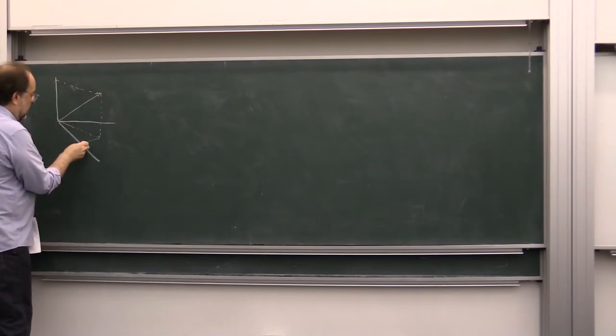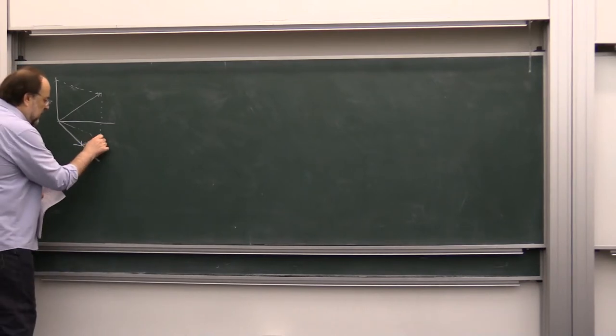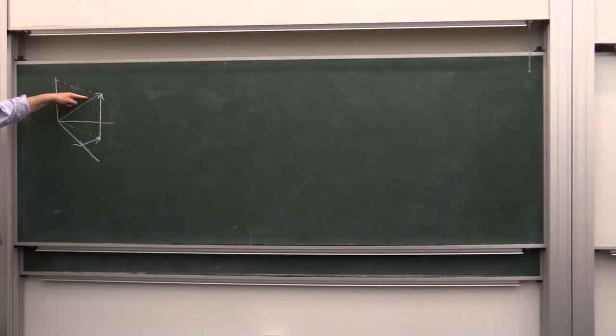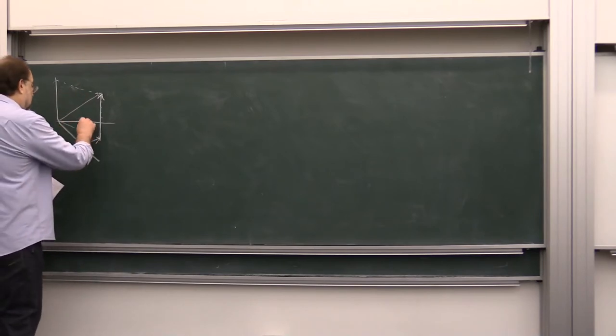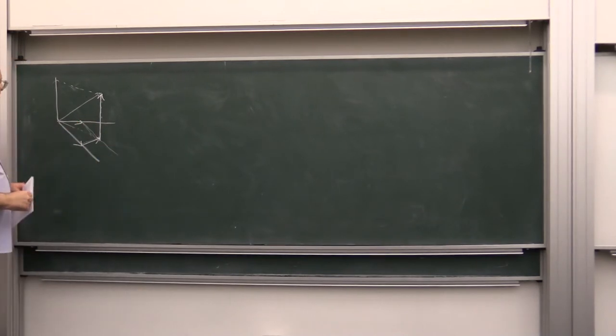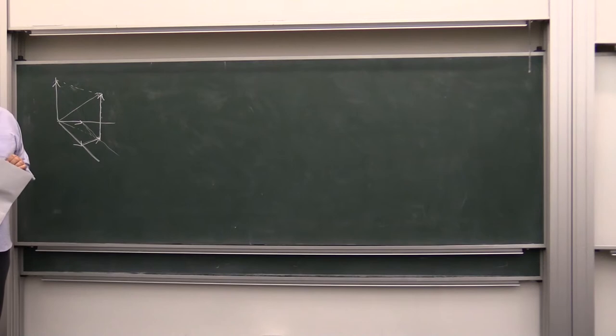How do we represent a vector in 3D using coordinate vectors? Well, you do the following. You simply find the projection of your vector onto the first coordinate axis, then you find the projection of your vector on the second coordinate axis, right? And finally, the same on the third, and you sum up the projections, right?